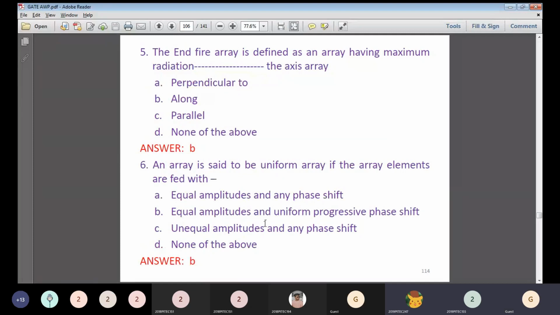What is the condition for end-fire array? The condition for end-fire array: sources with equal amplitude and opposite phase. Don't forget this. Sources with equal amplitude and opposite phase.